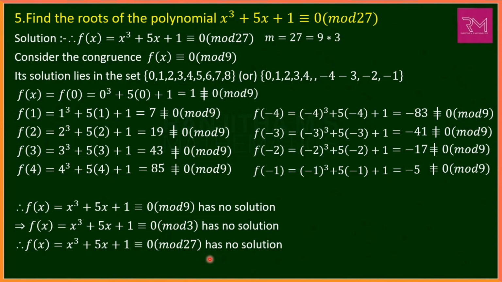This completes the problem. These are all very easy problems. The very important step is that when they have given a polynomial congruence under mod some value, we have to consider a solution set. In such a case, we have to take the solution set in the form of m minus 1 terms. So that's a very important step here, and the procedure is the same for all the problems.